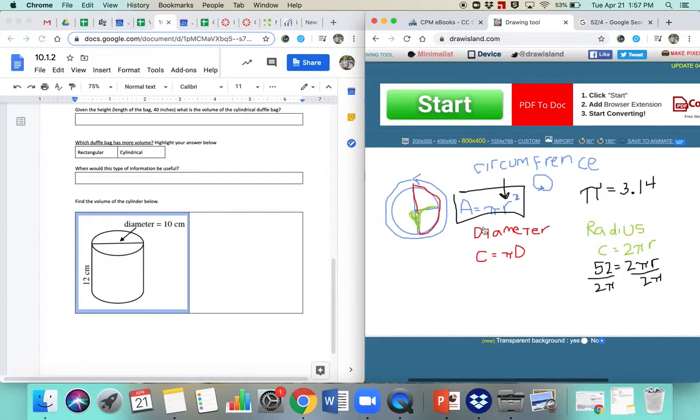So we know that it's base times the height. So the volume formula looks a little bit like this. Pi, which is again 3.14, times the radius squared times the height.